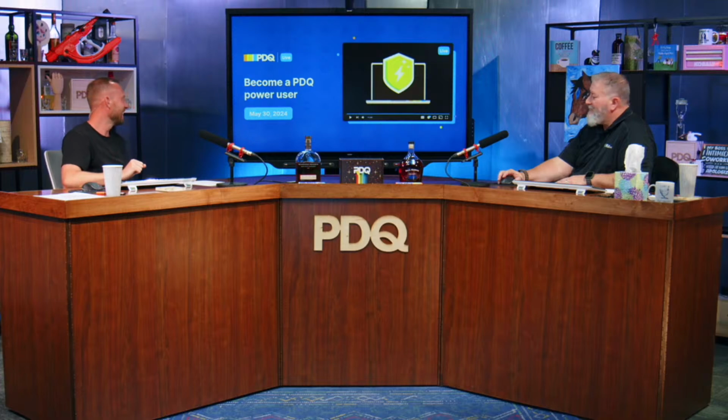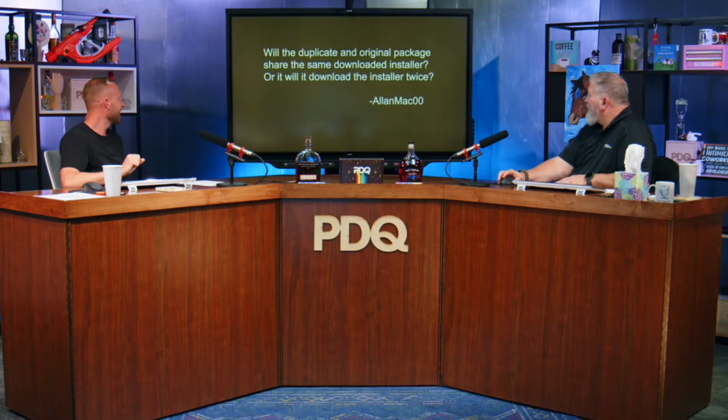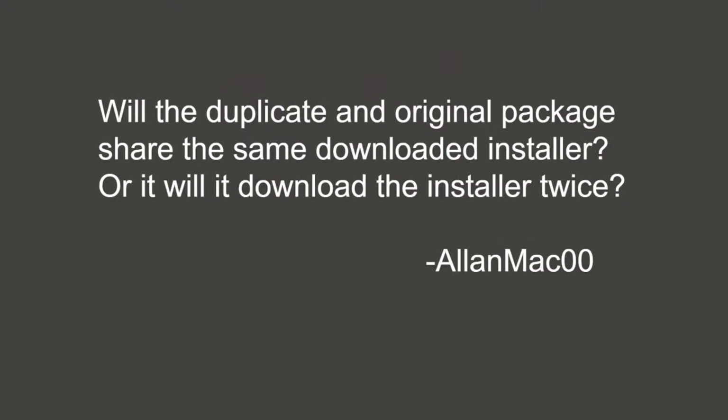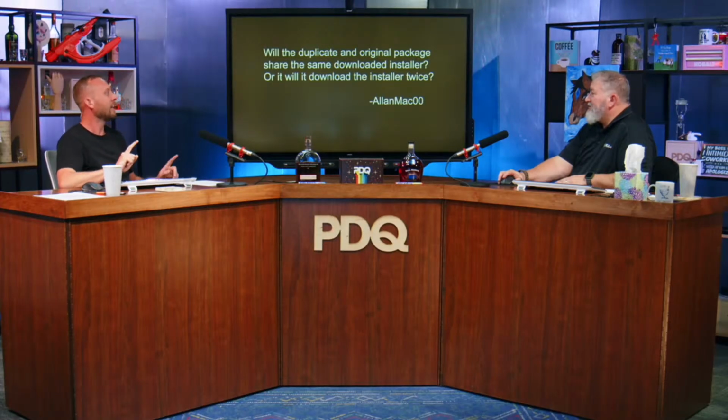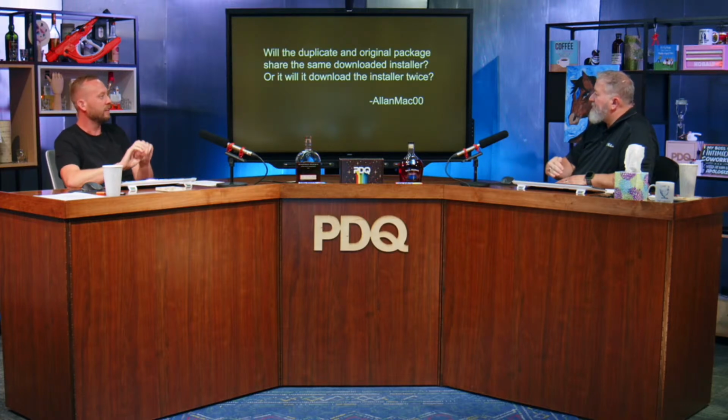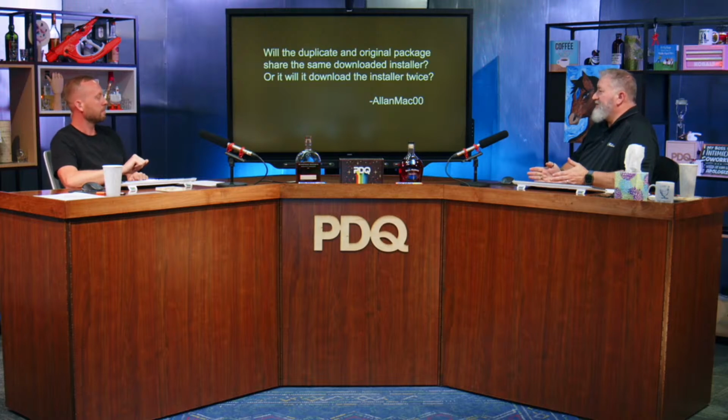This goes back to something you guys did earlier. Will the duplicate and original package share the same downloaded installer, or will it download the installer twice? I'm fairly certain that it will use the same installer, but it will duplicate the installer. Yes. So it's not going to do another download process. Yeah. But it will recreate it so that it's its own entity tied to that package. Until the immediate trigger happens. Yes. Right? Then you've got two because you have one package that's referencing this old one.